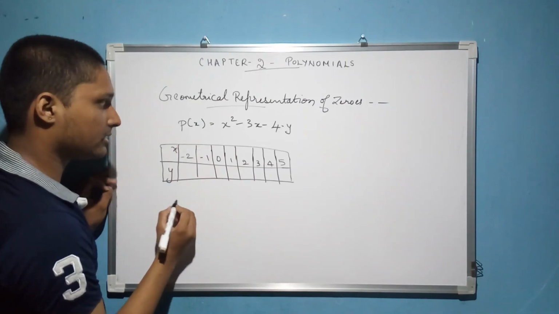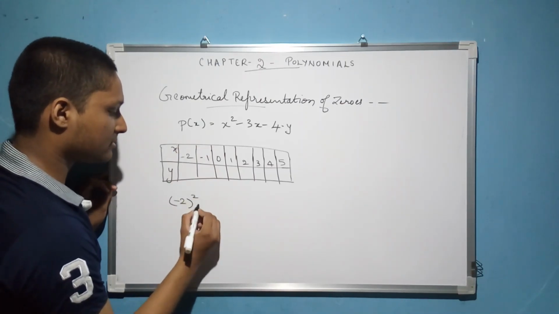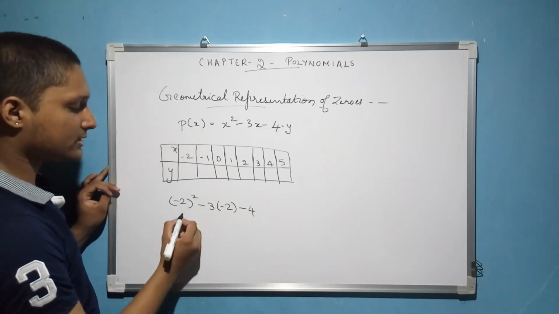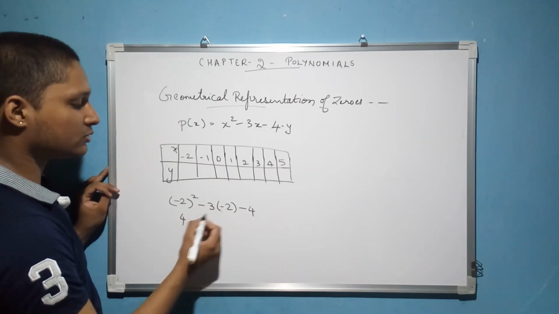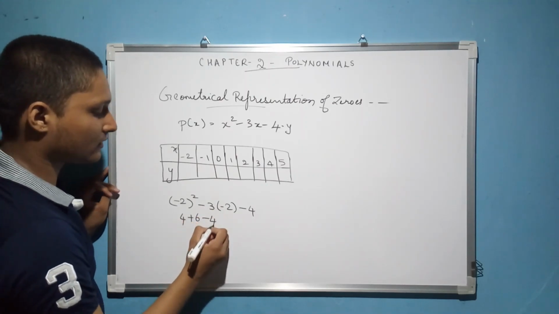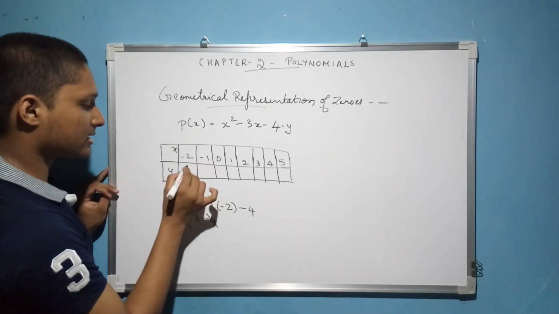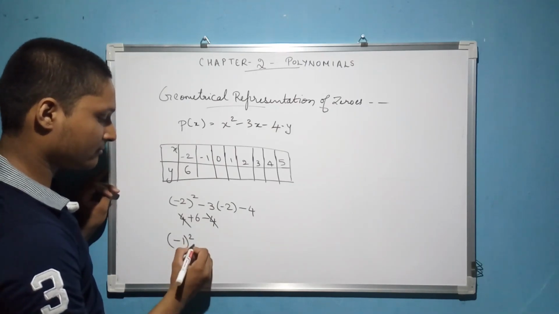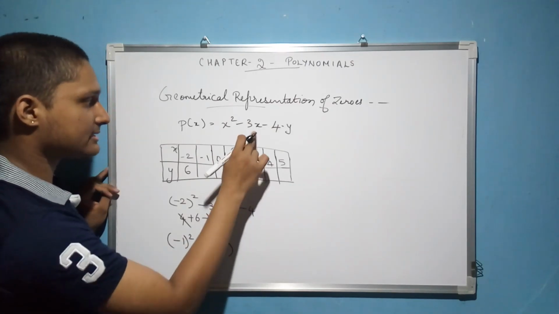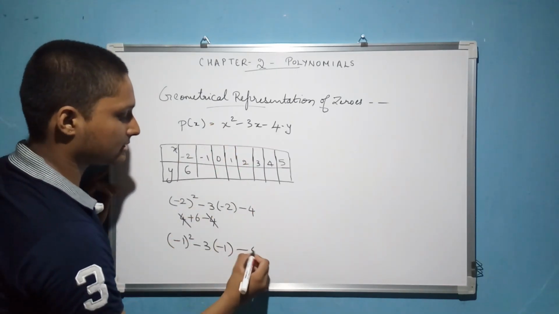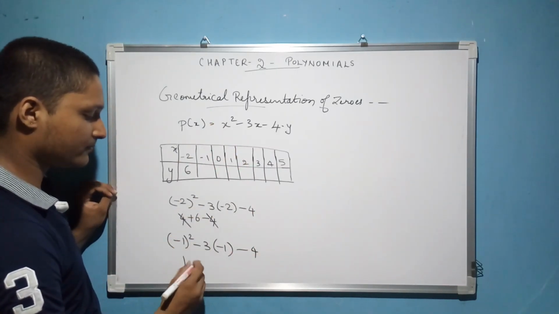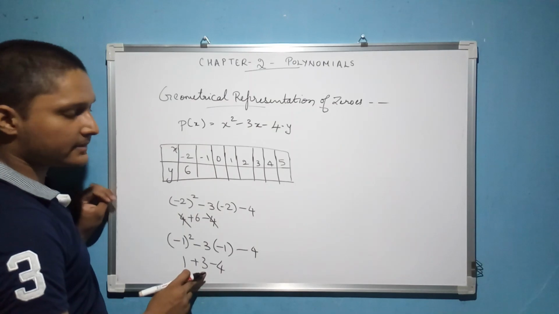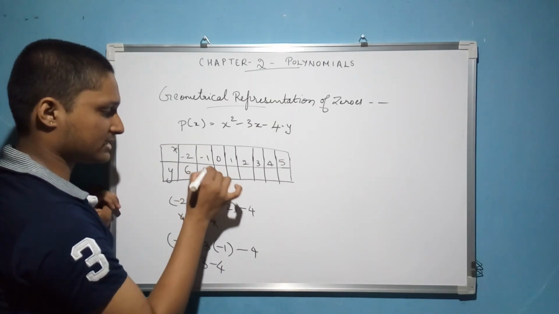First when I substitute x, it becomes -2 whole square minus 3 into -2 minus 4. -2 whole square is 4. -3 into -2 becomes 6. So 4 plus 6 minus 4. 4 and -4 cancel. This comes to be 6. Now we are going to substitute -1. -1 whole square minus 3 into -1. -1 whole square is 1. -3 into -1 comes to be +3 minus 4. 1 plus 3 is 4. 4 minus 4 is 0. This comes to be 0 here.